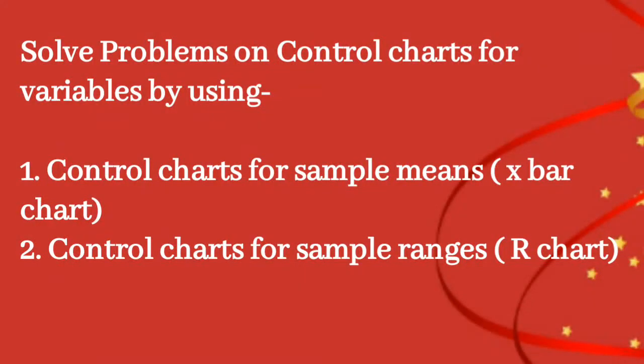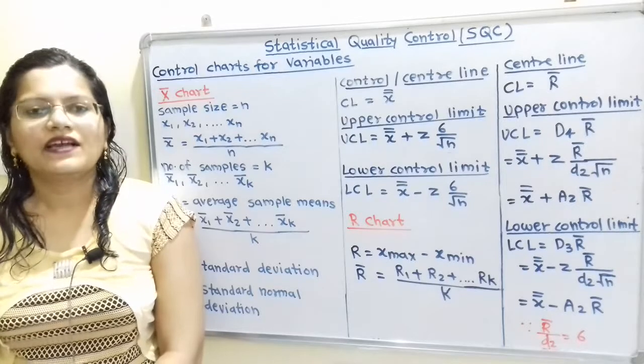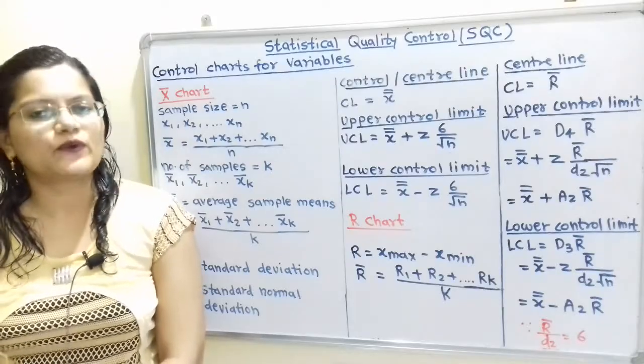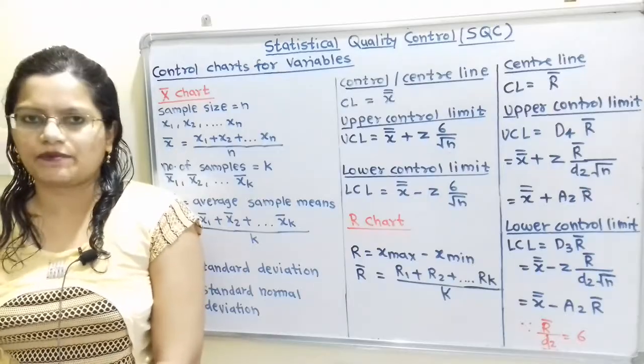Solve problem on control charts for the variables by using first, control charts for the sample means, the x bar chart. Second, control charts for the sample ranges, the R chart. Let us understand some important formulae related to control charts for variables.